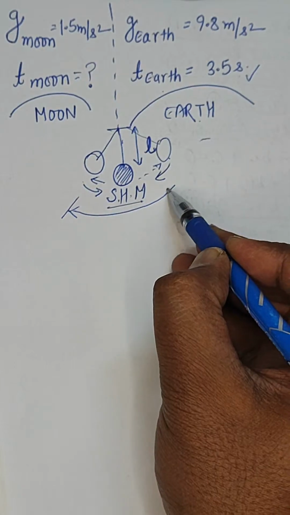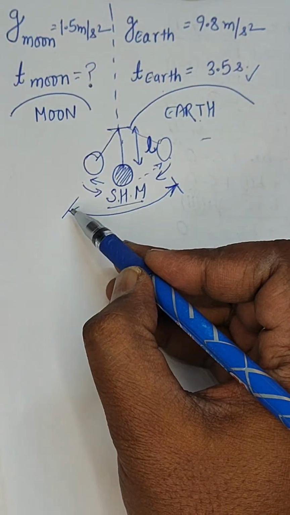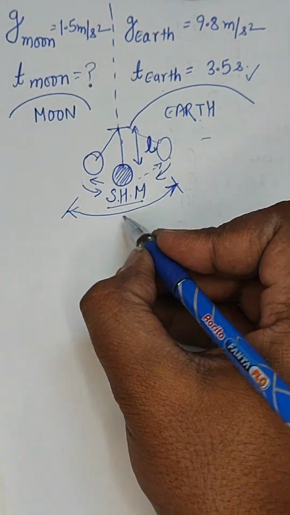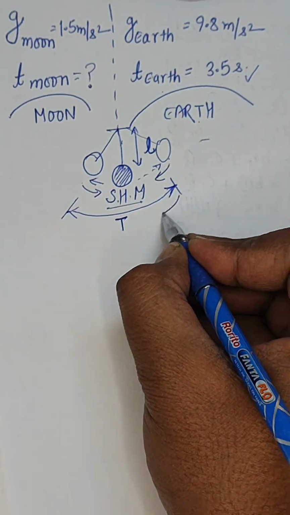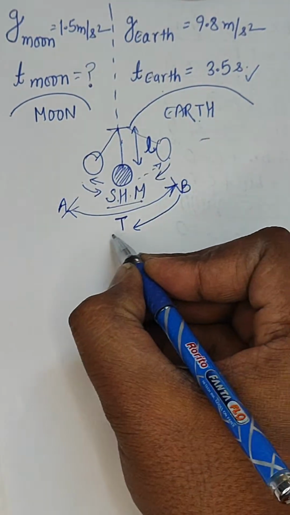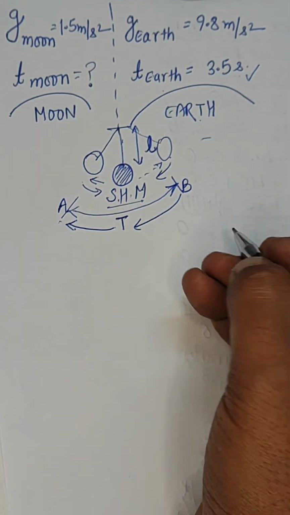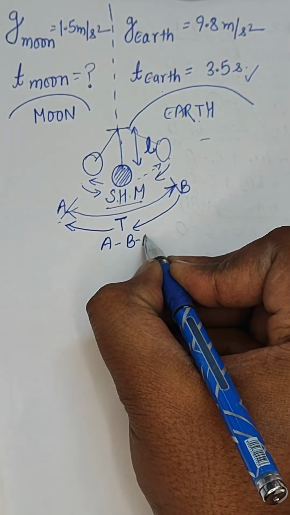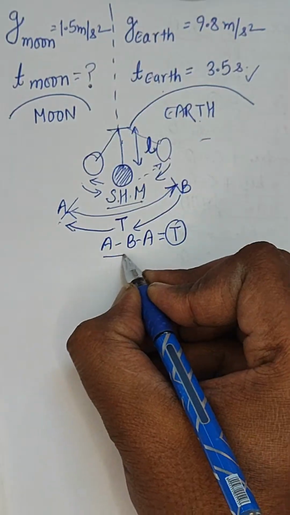If the pendulum is exhibiting one oscillation, that means from this position to the extreme position and again back to that position, then that is called time period. For one way it is T by 2, but for the reverse cycle, starting from A to B and then back to A, this is called one oscillation, and that is the time period. So for a quick review we discussed this.